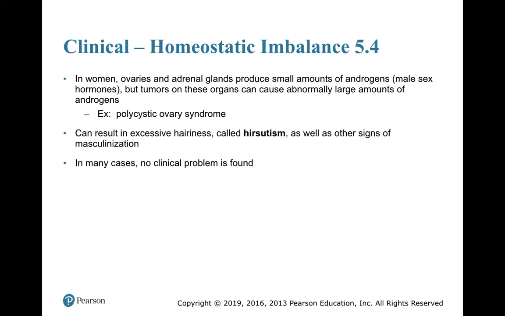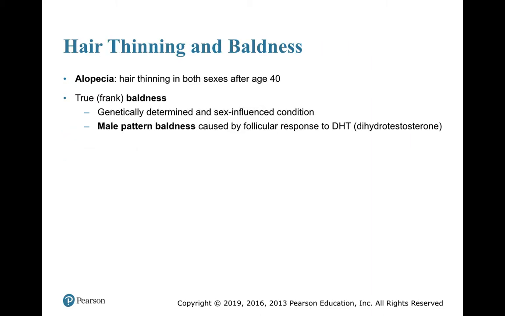In women, ovaries and adrenal glands produce small amounts of androgens, which are the male sex hormones. Tumors on those organs can cause abnormally large amounts of those androgens, things like polycystic ovary syndrome, and that can result in excessive hairiness called hirsutism, and there are other signs of masculinization. In many cases, no clinical problem is found from these.